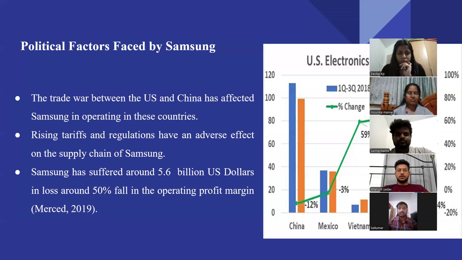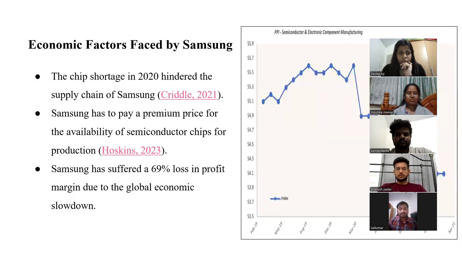The electronic giant has suffered a drop of more than 50% in its operating profit, maintained at approximately 5.6 billion US dollars. According to the slides, the next slide covers the economic factors faced by Samsung.